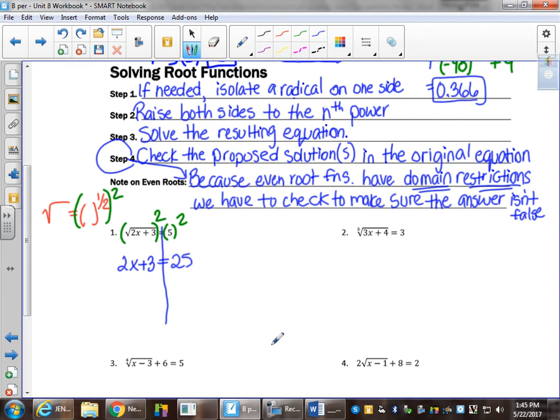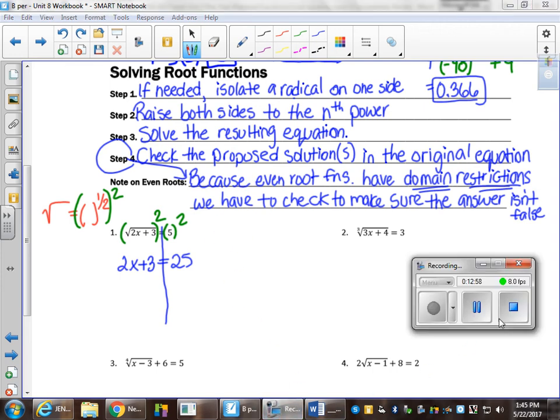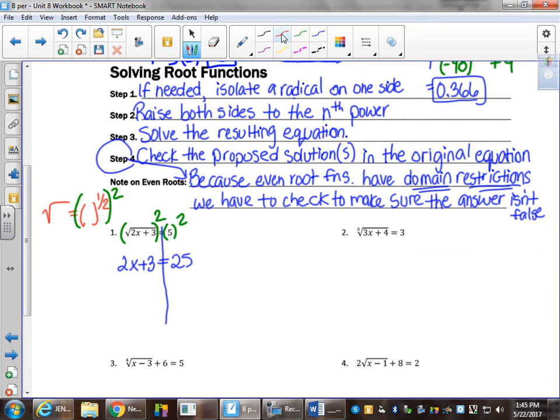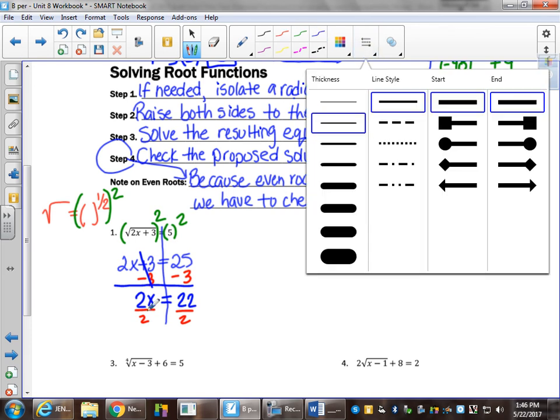This is a 2-step equation, so please press pause right now and go ahead and solve. To solve, I will subtract 3 from both sides. We get 2x equals 22. Last step, divide by 2, divide by 2, x equals 11.